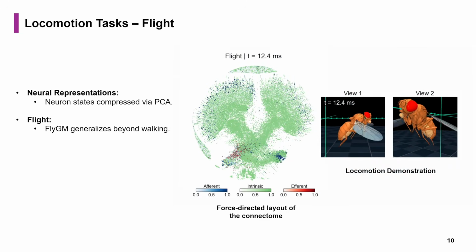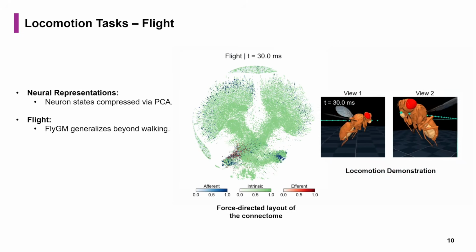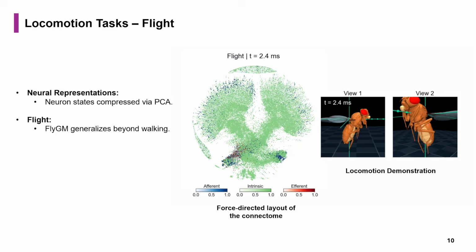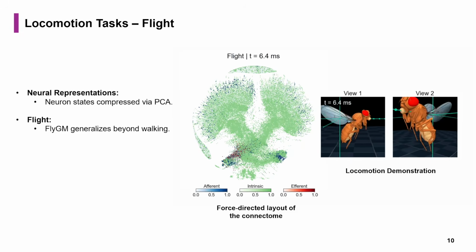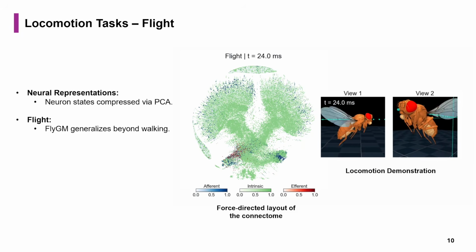And finally, flight at 20 centimeters per second. Here, the connectome policy modulates a wing beat pattern generator to control body orientation and forward speed. The key point is that the same whole-brain graph architecture generalizes from walking to a fundamentally different locomotion mode.